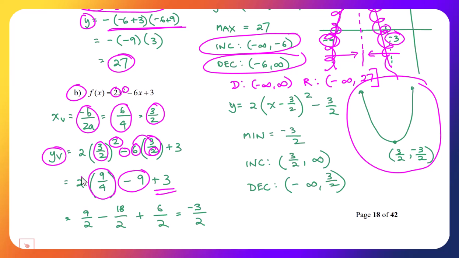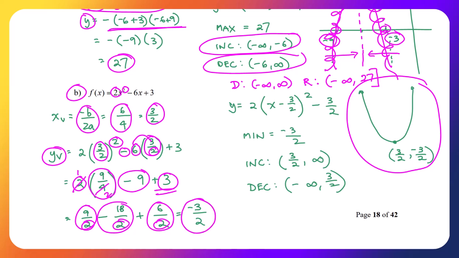So we multiply this by 2. Reduce. We get 9 halves. Let's talk about halves. Negative 9 is negative 18 halves. And 3 is 6 halves. Common denominator. Hopefully you can do that. And then negative 9 plus 6 is negative 3 halves.